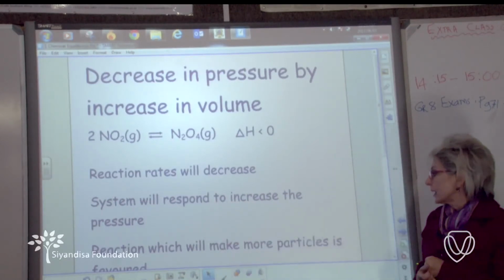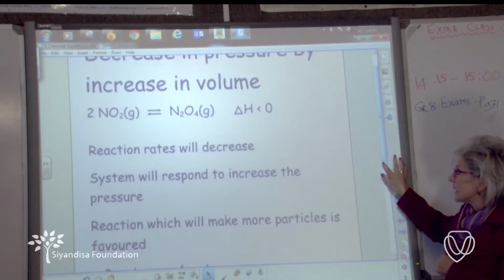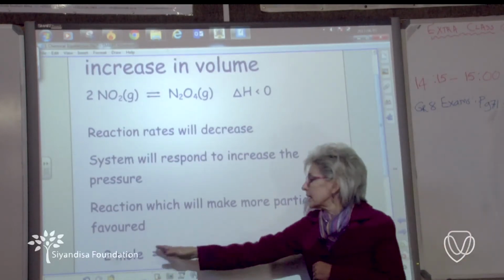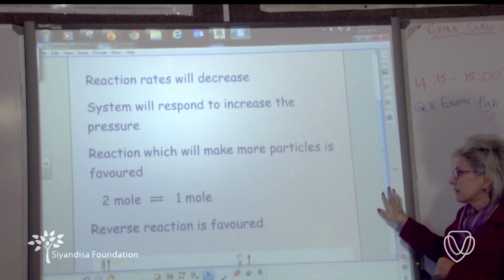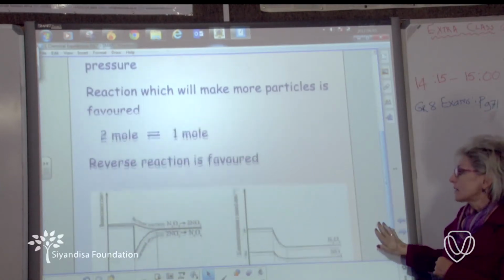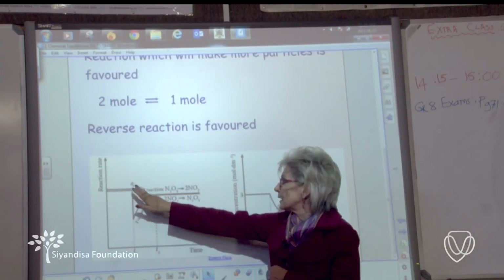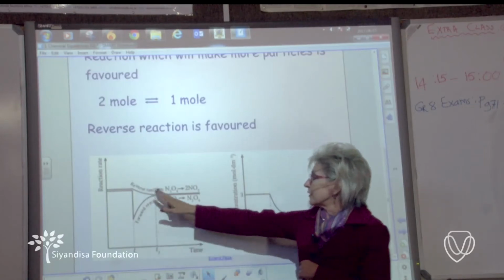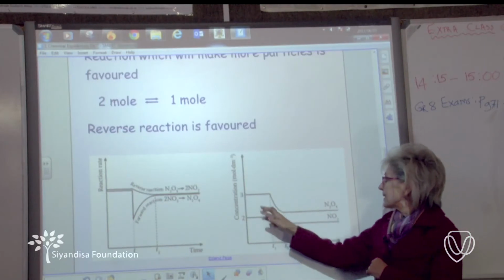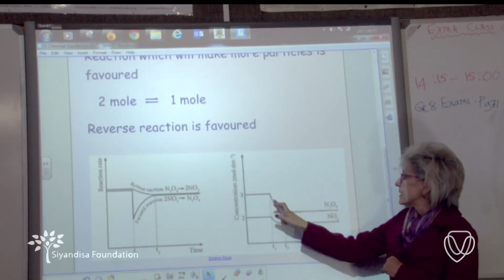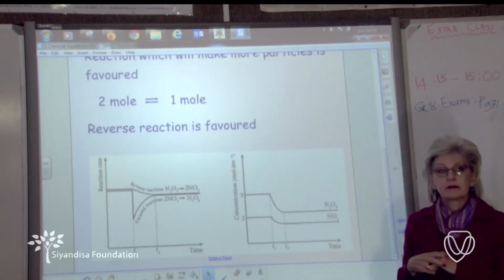And how will it increase the pressure? It will increase the pressure by making more particles. So which reaction makes more particles? If we look at 2 mole in equilibrium with 1 mole, it means that your reverse reaction makes more particles, therefore the reverse reaction is favored. The graphs correspondingly, for the reaction rate, both rates drop, but your forward rate drops more, because the reverse one is favored more. And if your forward rate drops more, it means that the N2O4 amount becomes much less than the amount of the chemicals in the reactant.